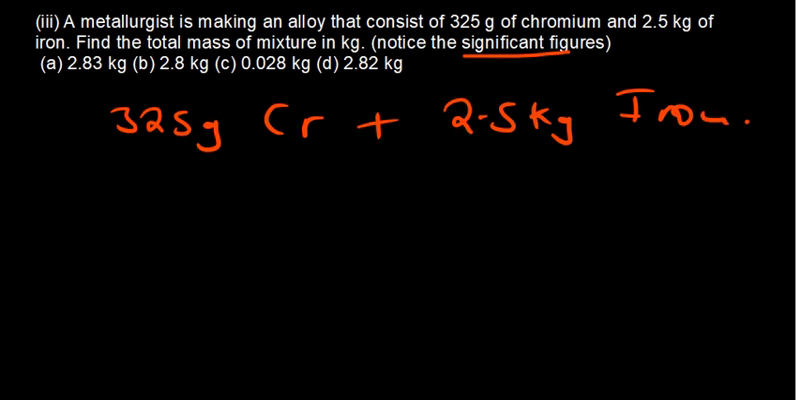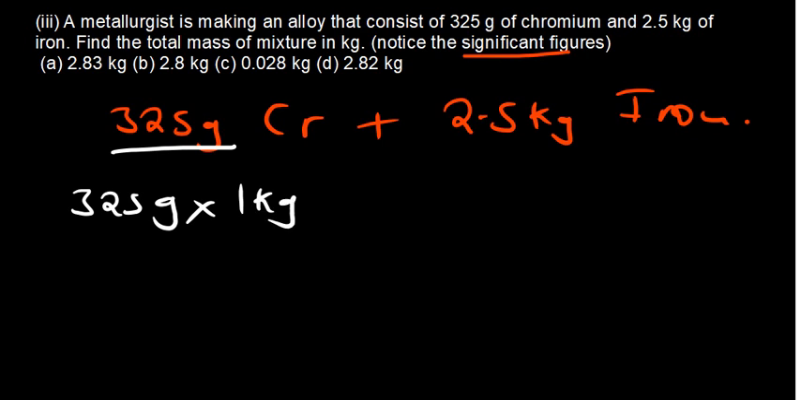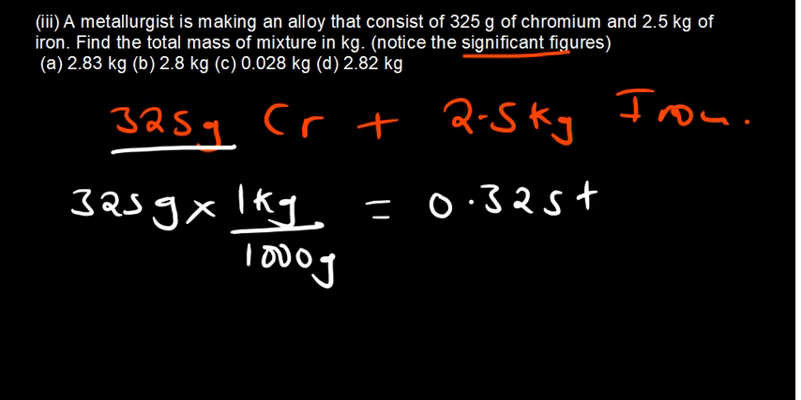Since we need our solution in kilograms, we want to convert the 325 grams to kilograms. So 325 grams multiplied by a kilogram per every 1,000 grams. 325 divided by 1,000 gives us 0.325 kilograms. So this value is supposed to be added with the 2.5 kilograms of iron for us to get the sum.